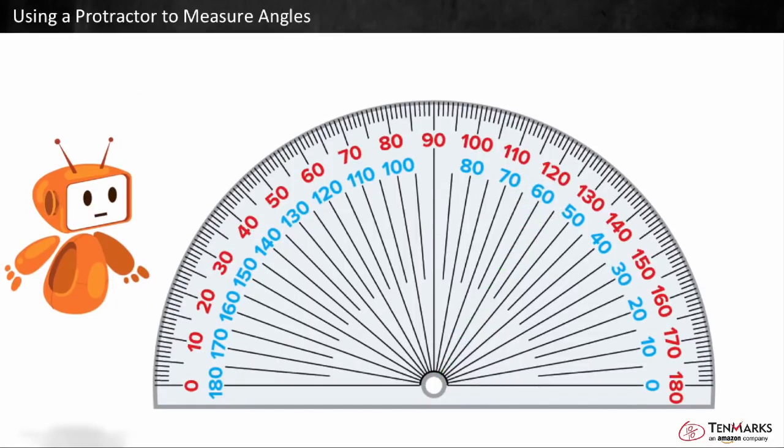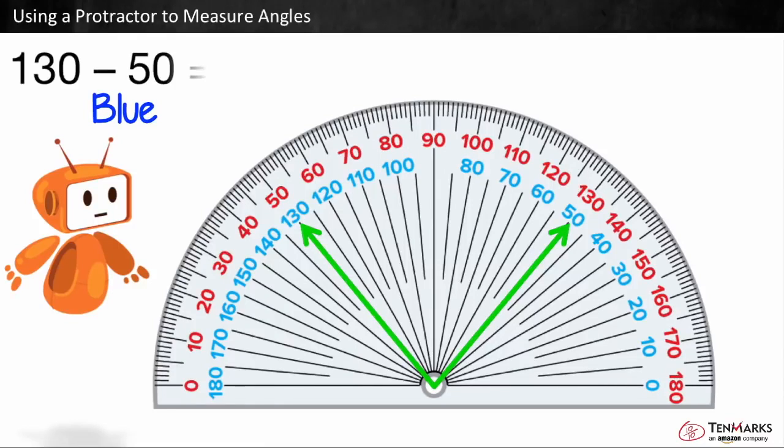Sometimes neither arm points to 0. For example, look at this angle. Both numbers we look at need to be the same color. Let's look at the blue set. One arrow points to 50 degrees and the other points at 130. Because neither arm of the angle points to 0, we can do 130 minus 50, which is equal to 80. It is 80 degrees from one end of the angle to the other.